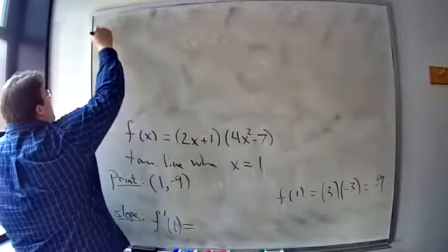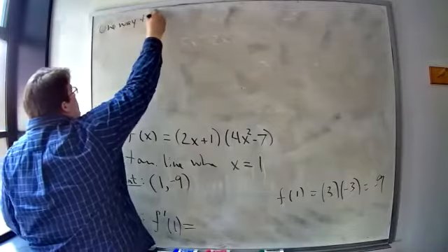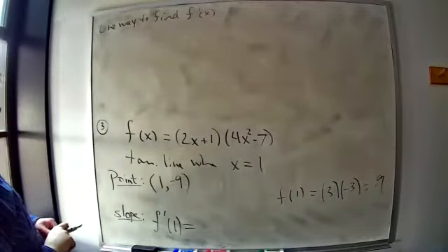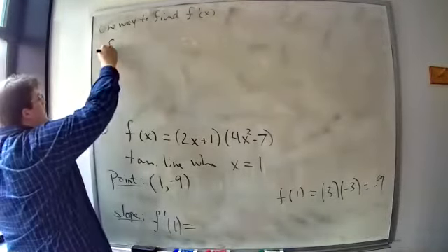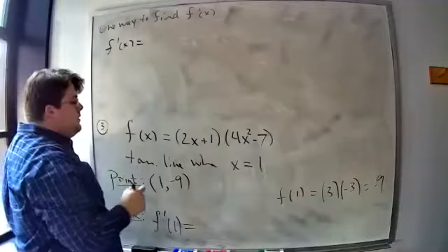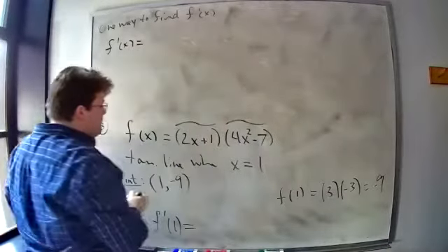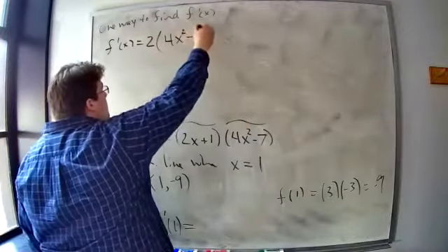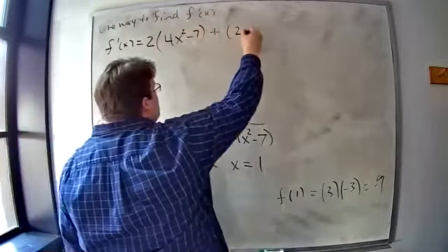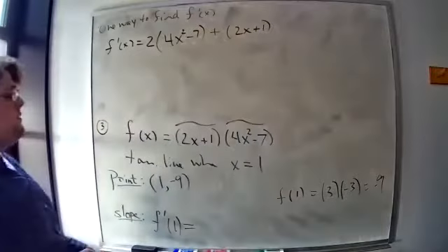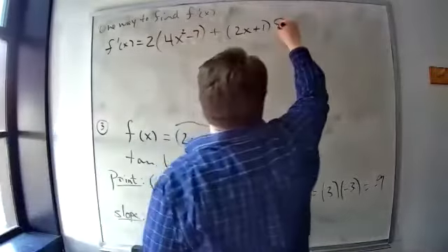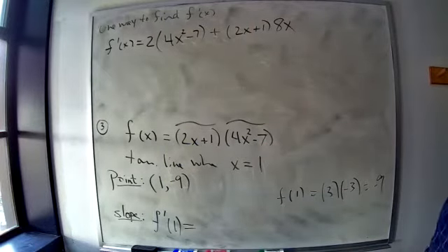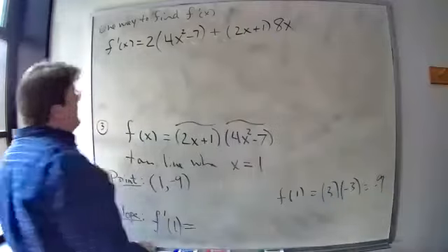So one way to find f prime of x, well, we're going to use the product rule here. So f prime of x, using product rule, we have these 2 pieces. Derivative of the first is 2, leave the second alone, plus the first. Derivative of the second, 4 times 2x, gives 8x. Derivative of negative 7 is 0. Well, there's f prime. And we need to evaluate that at 1.